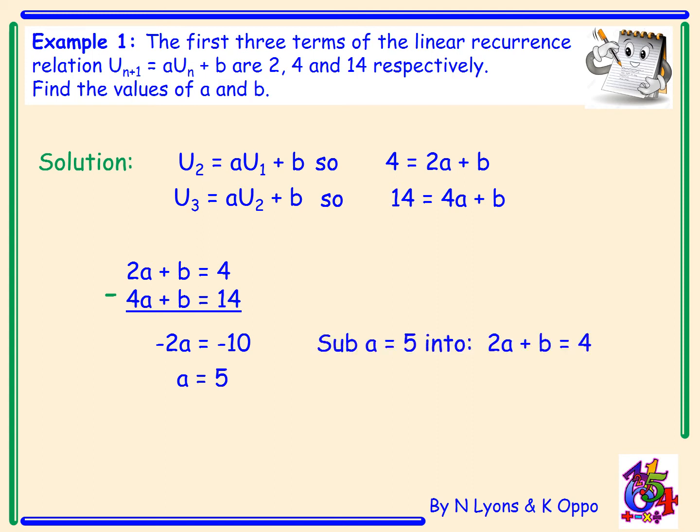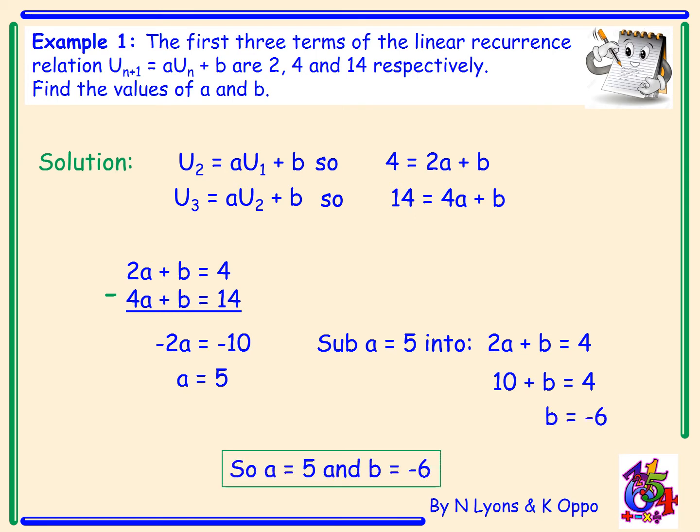We'll then sub a equals 5 into one of the equations. 2a plus b equals 4. So 2 times 5 is 10. So 10 plus b equals 4. This rearranges to give b equal to minus 6. Therefore, a is 5 and b is minus 6.